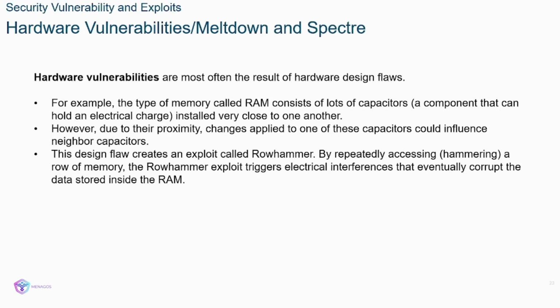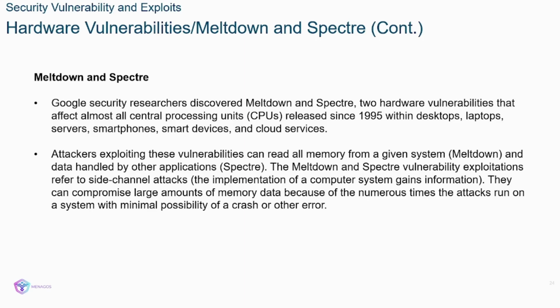Not all vulnerabilities come from software. Hardware flaws like Rowhammer exploit the physical design of memory chips. By hammering certain memory cells, attackers can flip nearby bits, leading to corrupted or stolen data. Two infamous vulnerabilities, Meltdown and Spectre, affect nearly every CPU since 1995. They allow attackers to read sensitive data from memory, like passwords and encryption keys. These discoveries shook the industry because they were built into the hardware itself.